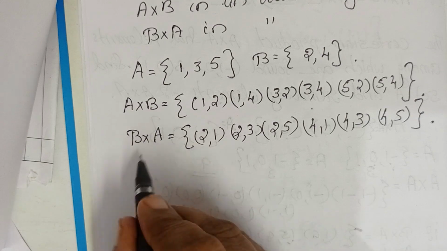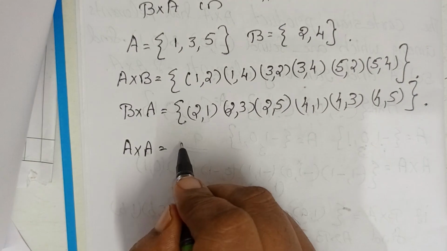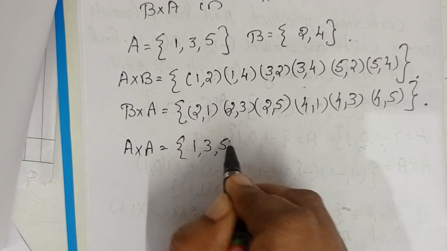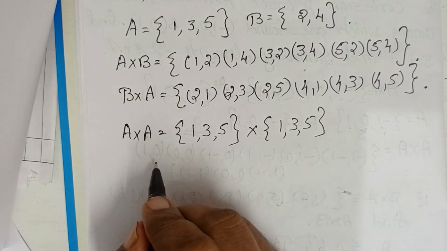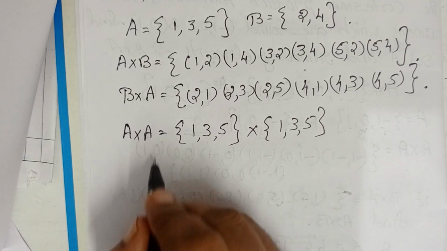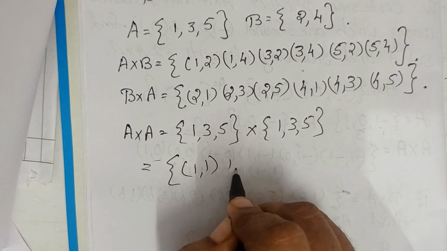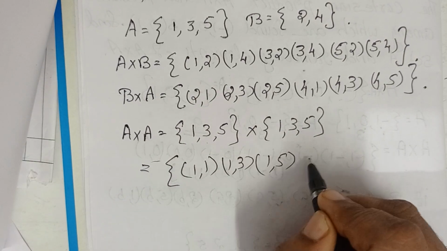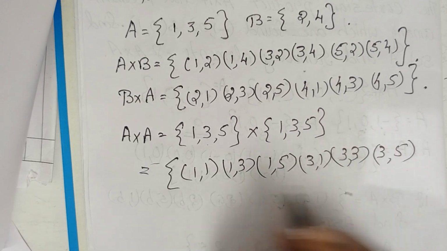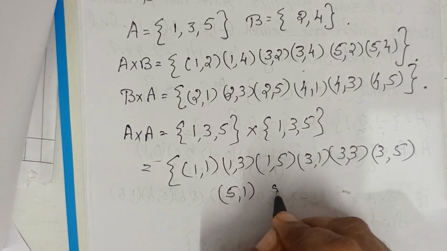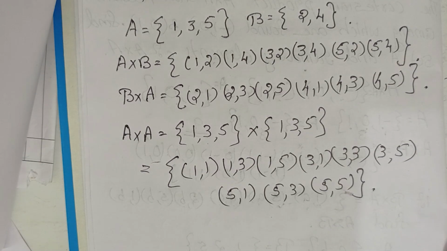Then A cross A. A cross A പറഞ്ഞ മോനെ. The set 1, 3, 5 cross the set 1, 3, 5. That is the meaning of A cross A. How many elements in the answer? 9 elements വരണം. Start. The set 1, 1, 1, 3, 1, 5. 3, 1, 3, 3, 3, 5. Okay. 5, 1, 5, 3, 5, 5. This is about A cross A.